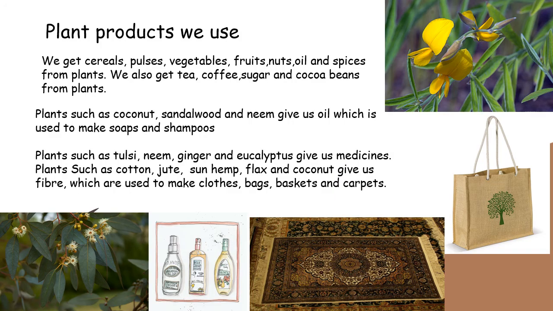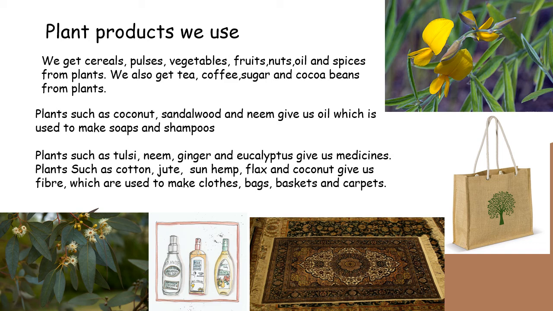Plant products we use. Plants are very useful to us. Many things that we use in our daily life are obtained from plants. Food items we eat are obtained from plants. We get cereals, pulses, vegetables, fruits, nuts, oil and spices from plants. We also get tea, coffee, sugar and cocoa beans from plants.